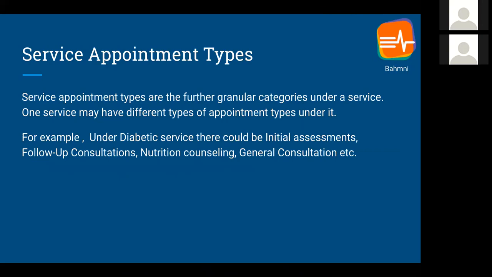Moving on to the next term. The next term is service appointment types. So these are further granular categories under a service. So we could have multiple such appointment types under one service. For example, let's take diabetes as a service, under which you could have different types of assessments, like a patient could come for an initial assessment, a follow-up assessment, or some sort of nutritional counseling.